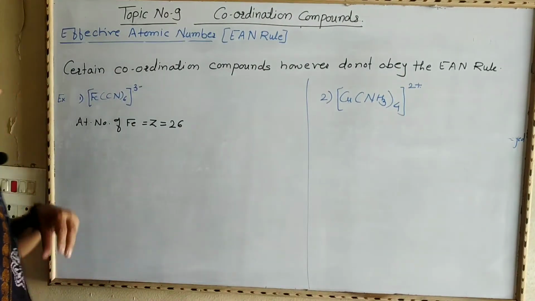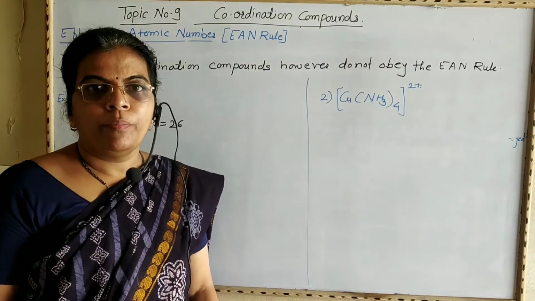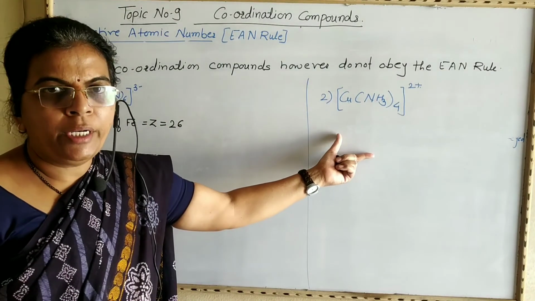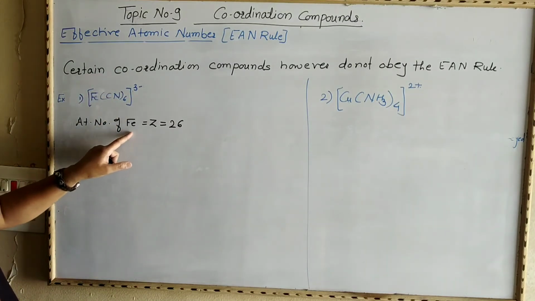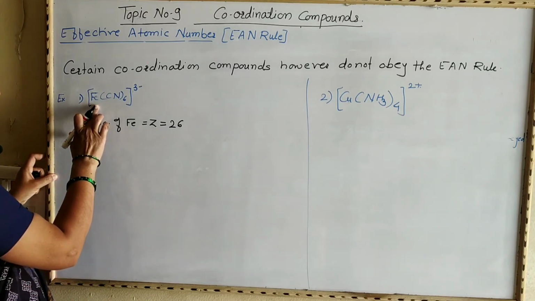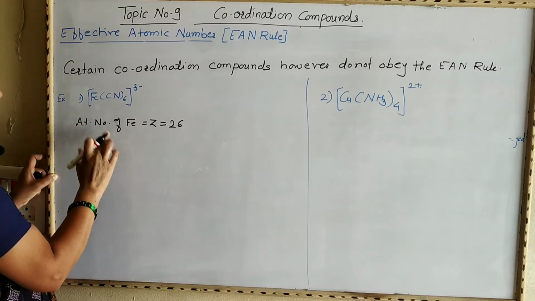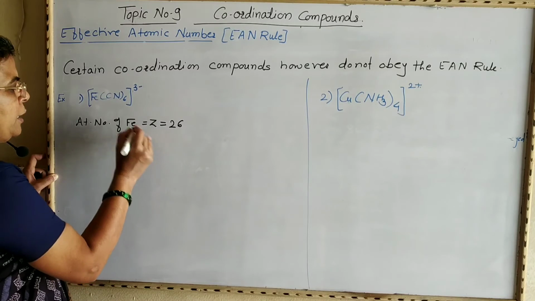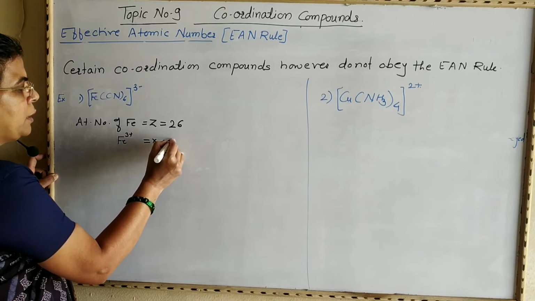Next point. Now here certain coordination compounds, however, do not obey the EN rule. Now here we are going to calculate the EN value of these coordination compounds. Now it is Fe(CN)6 3-. Now here atomic number of ion, that is Z, is equal to 26. Now here oxidation state of ion in this complex is +3. Therefore when this Fe3+ ion is formed, then the number of electrons donated by this Fe, then it becomes +3.